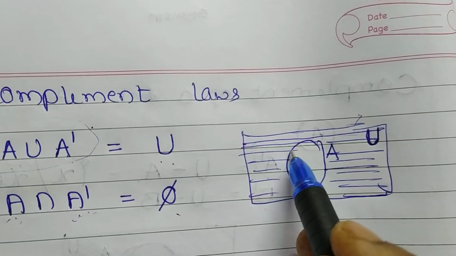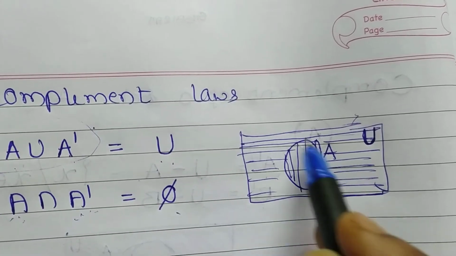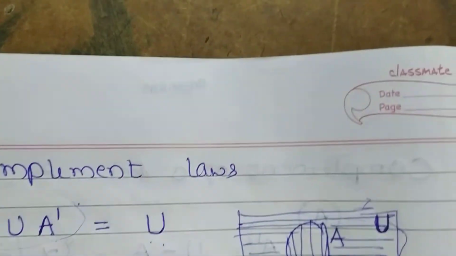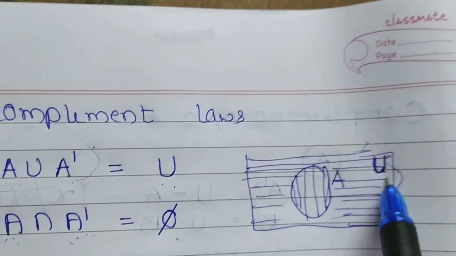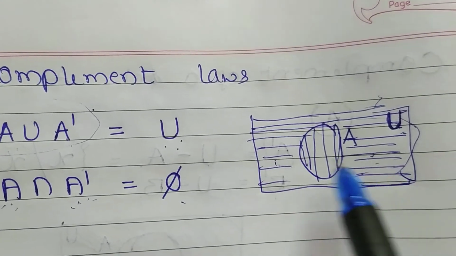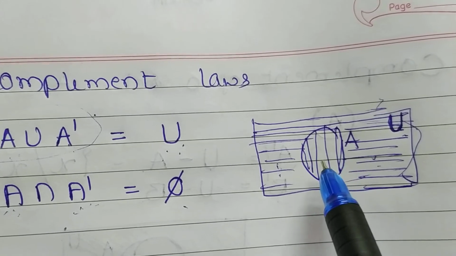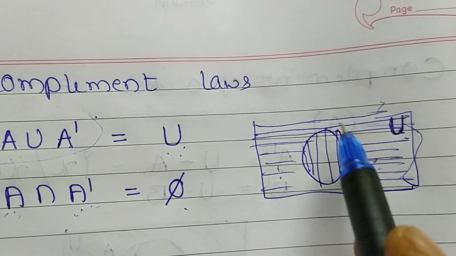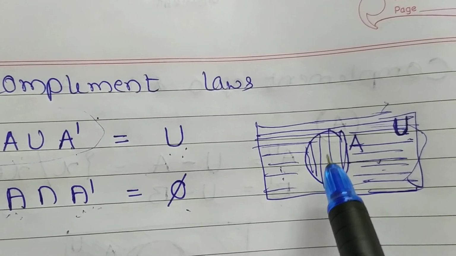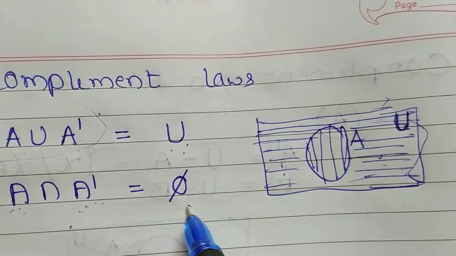Let us draw A like this. Now A union A complement, what you are going to get? The whole thing. That is the universal set you are going to get. Suppose if I take the intersection of these two, one is the horizontal line, the other one is the vertical line. Is there any part in which both the horizontal and vertical lines are there? There is no such part. There is no common part. So that will be the empty set.